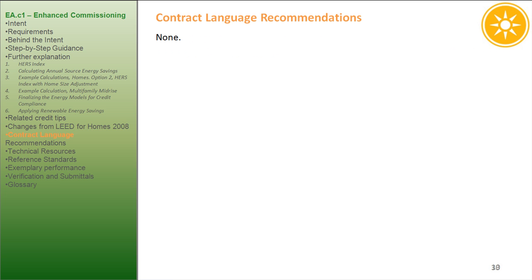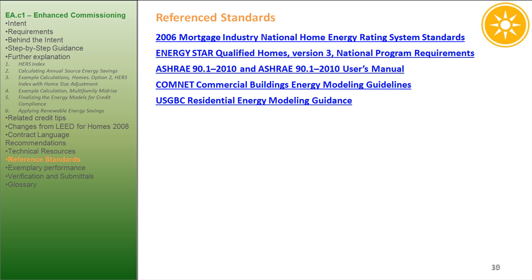Contract language recommendations: none. Technical resources: none. Referenced standards: 2006 Mortgage Industry National Home Energy Rating System Standards. Energy Star Qualified Homes, Version 3, National Program Requirements. ASHRAE 90.1 2010 and ASHRAE 90.1 2010 User's Manual. ComNet Commercial Buildings Energy Modeling Guidelines. USGBC Residential Energy Modeling Guidance.